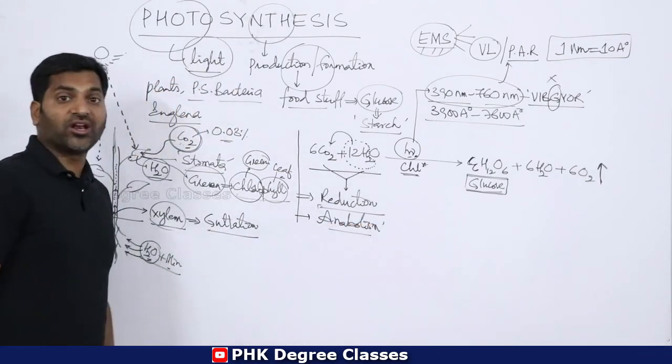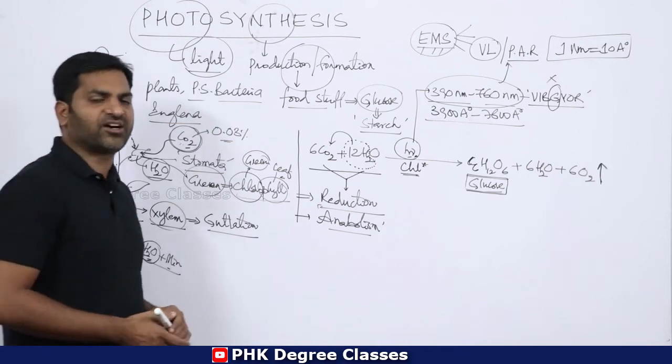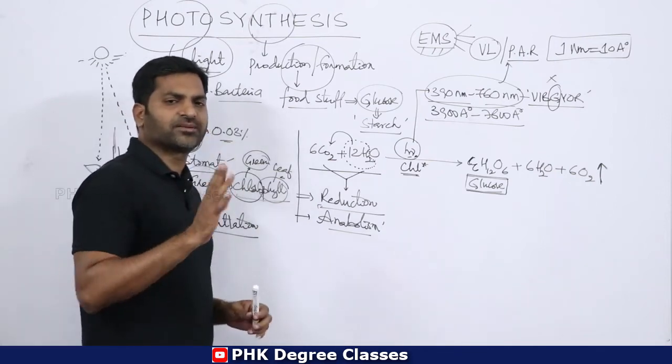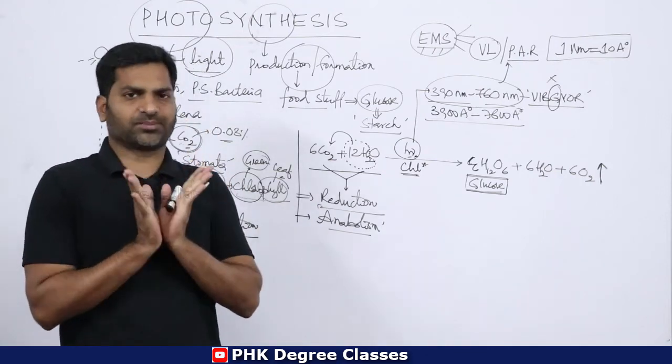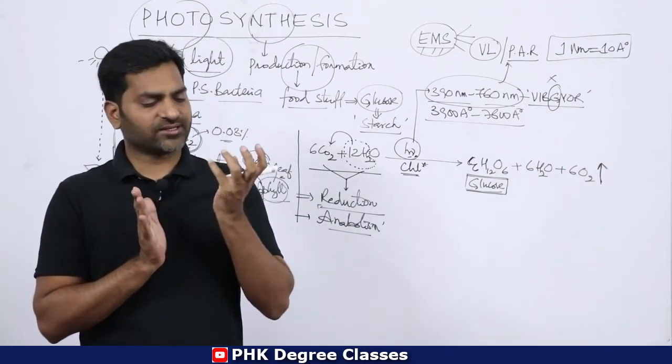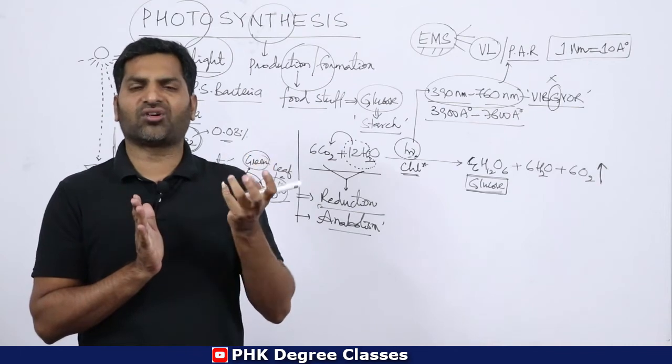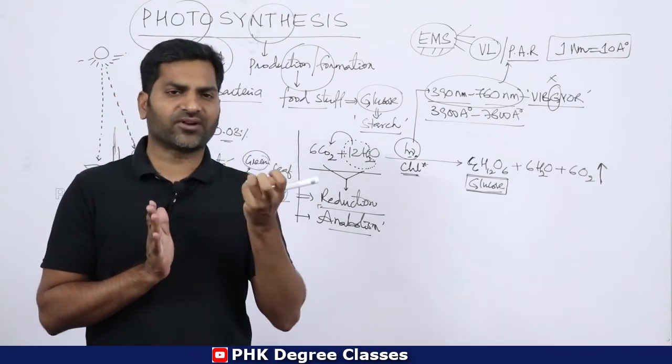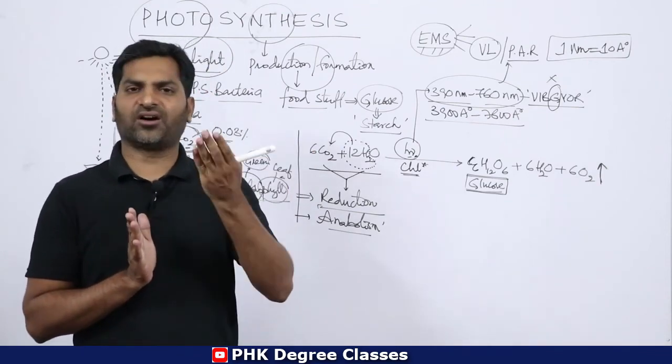Okay, so anabolic process means what? Metabolism is classified into two basic concepts. One is anabolic process and the second one is catabolic process. Catabolic process is nothing but a breakdown or destructive process. An example for this is respiration. I have already told you.